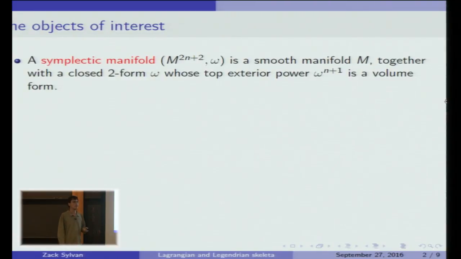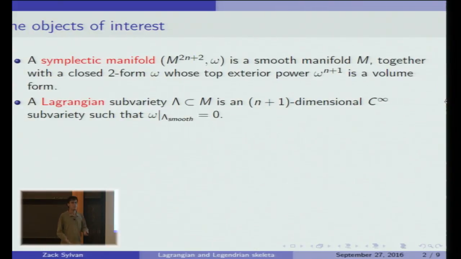So I'm going to be studying symplectic manifolds. These are even-dimensional manifolds with a closed non-degenerate 2-form. And the main things we study when we study symplectic manifolds are Lagrangian submanifolds. These are half-dimensional submanifolds on which the symplectic form vanishes. I'm actually interested in singular ones, so we ask that the symplectic form vanishes on the smooth locus.